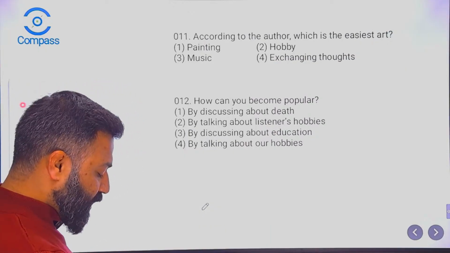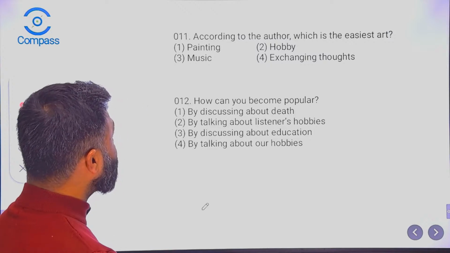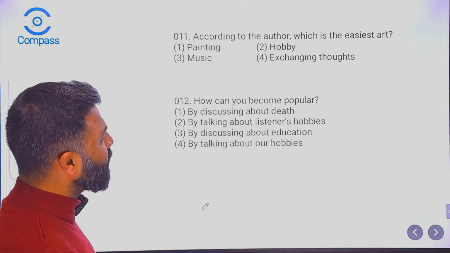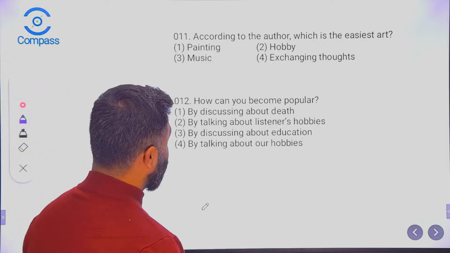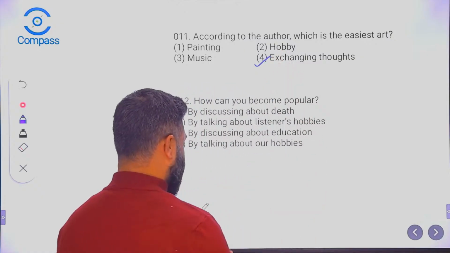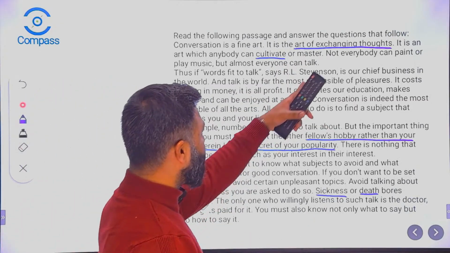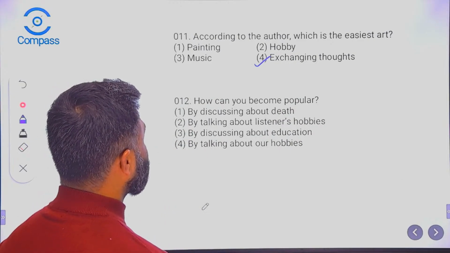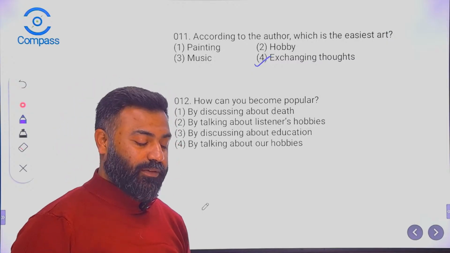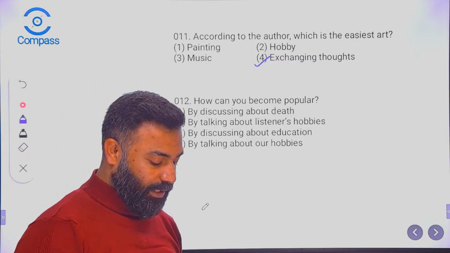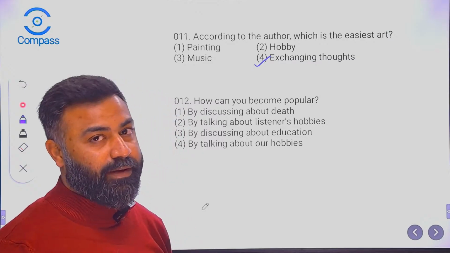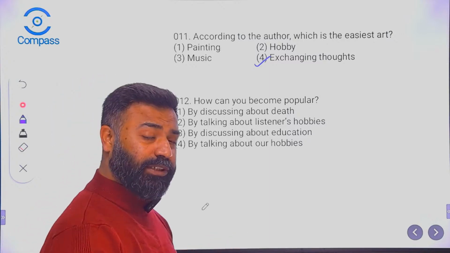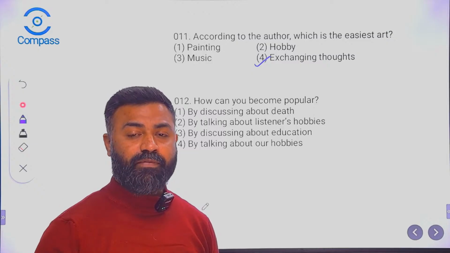All right, so let's proceed with the questions here. According to the author, which is the easiest art? Is it painting, hobby, music, exchanging thoughts? What do you think? It is exchanging thoughts. If we go back, we had already underlined that. So that's exchanging thoughts, right? It's not painting, it's not hobby, it's not music. Music is also not a skill owned by everyone. Not everyone is good in music or painting or any other kind of hobby, but exchanging thoughts can be done by everyone, right?